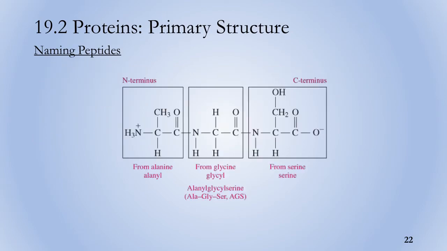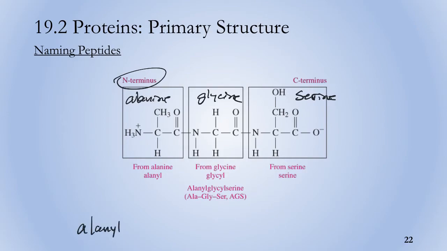So, for example, in this tripeptide, we have right here alanine, we have glycine, and we've got serine. Those would be the 3 amino acids. We're going to start with the N-terminus, and so it goes from alanine to alanyl. The glycine becomes glycyl, and then the serine just stays as serine. So the name of the tripeptide is alanyl glycyl serine.